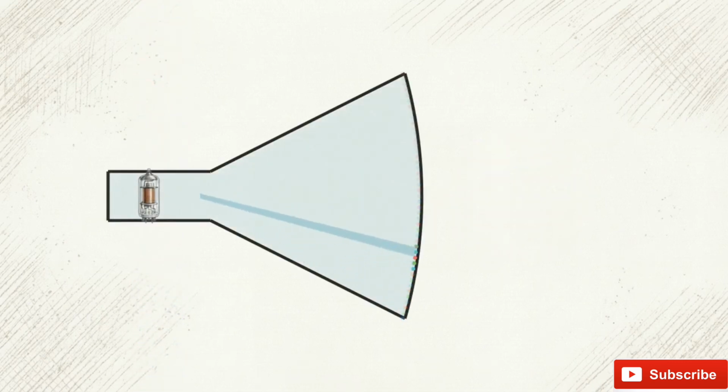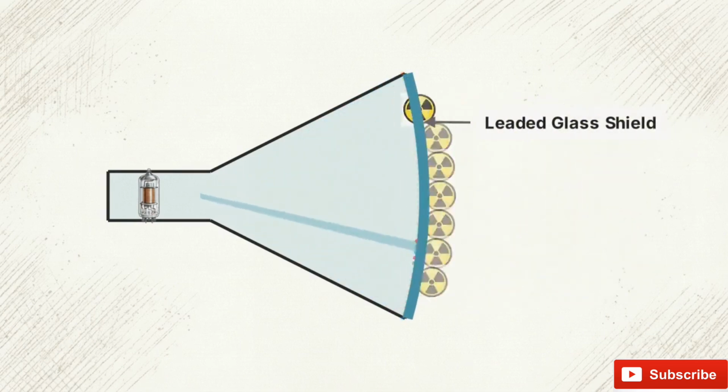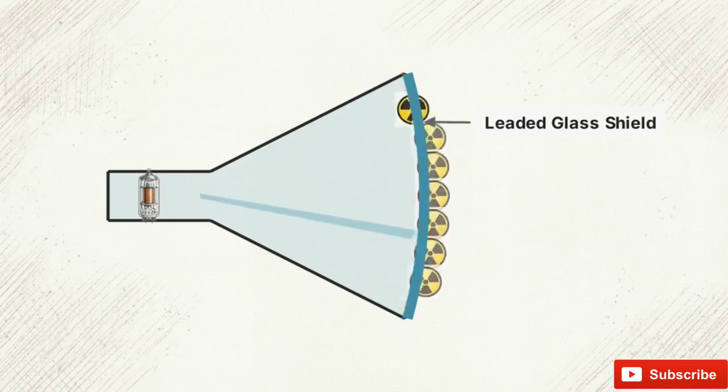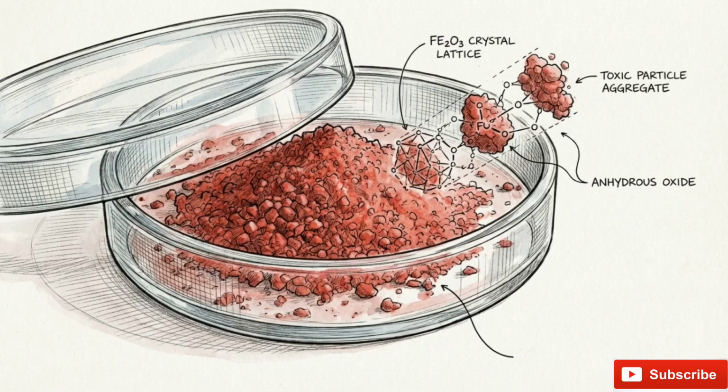To understand these screens, look at the CRT cross-section. An electron gun fires high-speed beams, sweeping across a phosphor-coated interior to illuminate dots. This generates X-ray radiation. To protect the user, manufacturers built the tubes using extremely thick, heavy leaded glass to block those rays. The internal chemistry was just as hazardous.